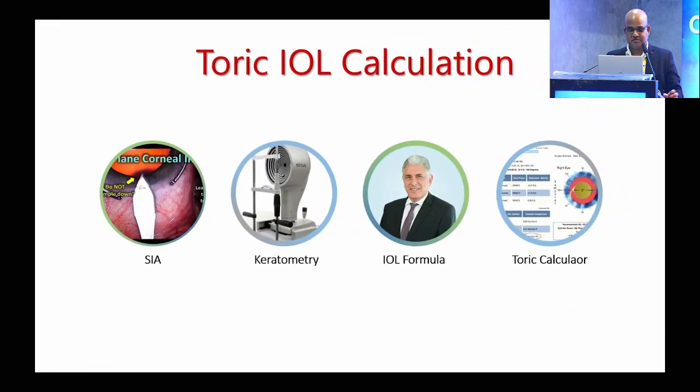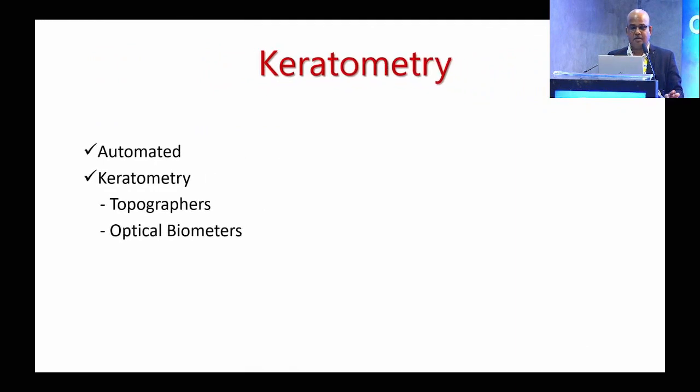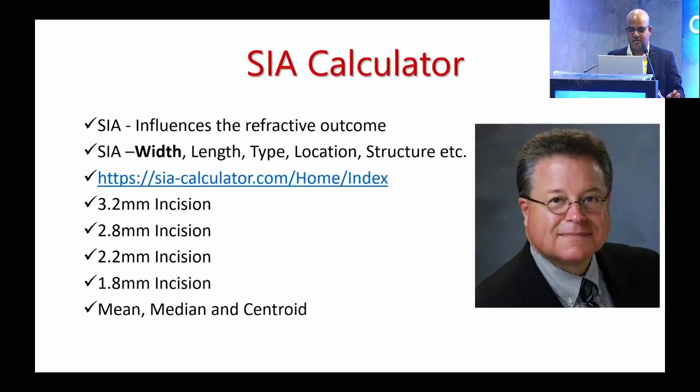To understand this, we need to understand SIA, keratometry, IOL formulae and the toric calculator. For keratometry, it is always better to use automated and newer ones like topographers or optical biometers. If you include these keratometry readings for SIA calculation, that will give better results. For the SIA calculator, we use the Warren Hill SIA calculator online, because SIA influences the refractive outcome. Mainly the incision width is the main factor.